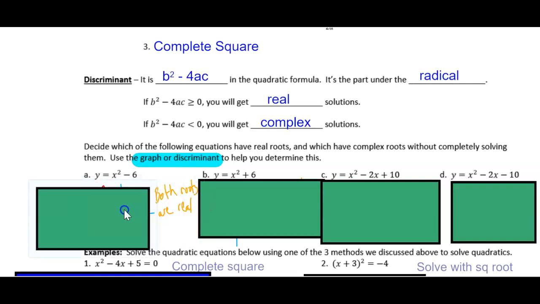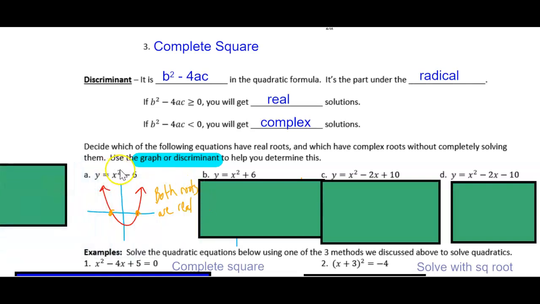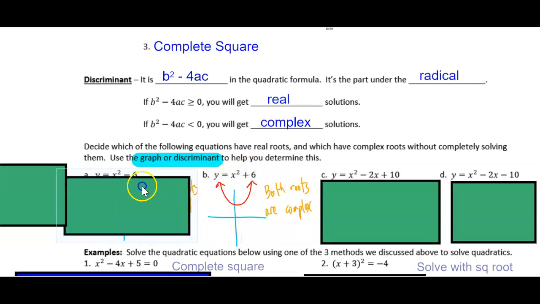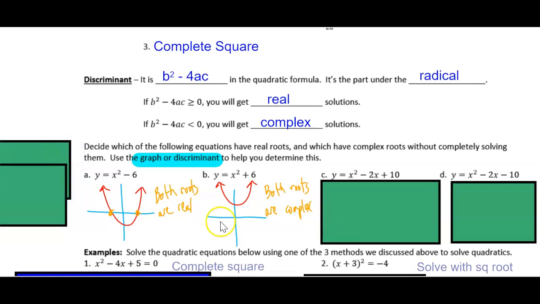All right, this first one, if you graph it, it's shifted down 6 units, so we can make a parabola that's 6 units lower than usual. And then you see 2 x-intercepts. This one we have shifted up 6, so when we do that we have no x-intercepts, so the roots associated with this equation must be complex because we can't see them on the x-axis.